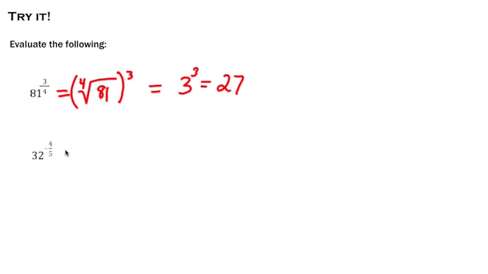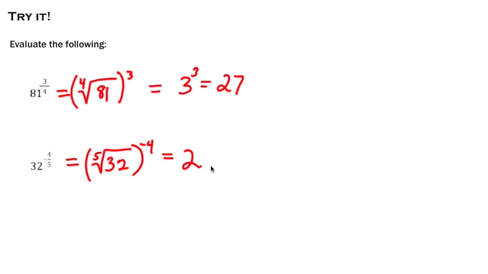What if, however, I have a negative value? Here's where it gets maybe a little tricky. What needs to be negative? What needs to be positive? Well, I don't know that I can really take the negative 5th root of 32. So I'm just going to take the positive 5th root of 32 and then raise that to the negative 4th power. Now, we all know that the 5th root of 32 is 2 because we did it several screens ago. Now I have 2 to the negative 4th.